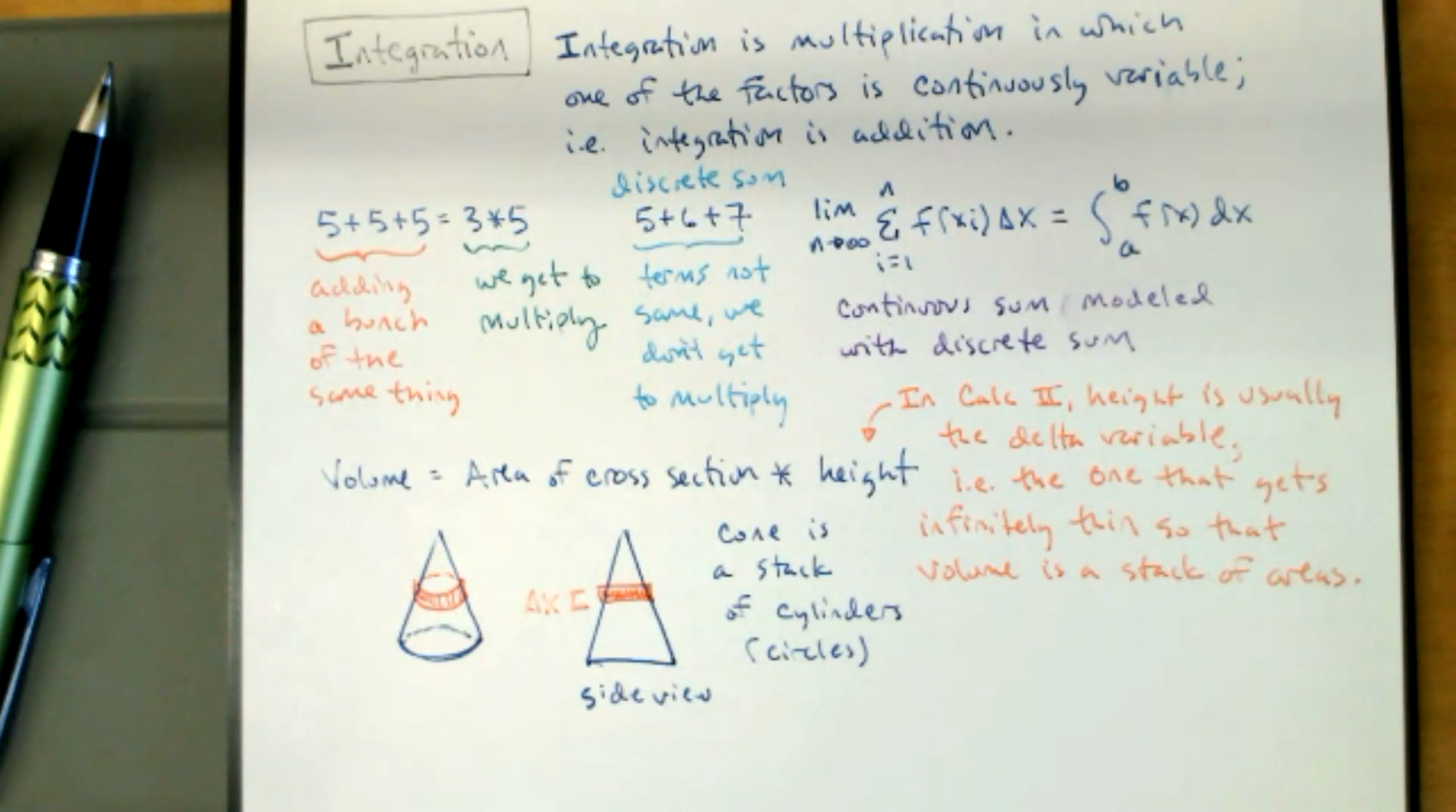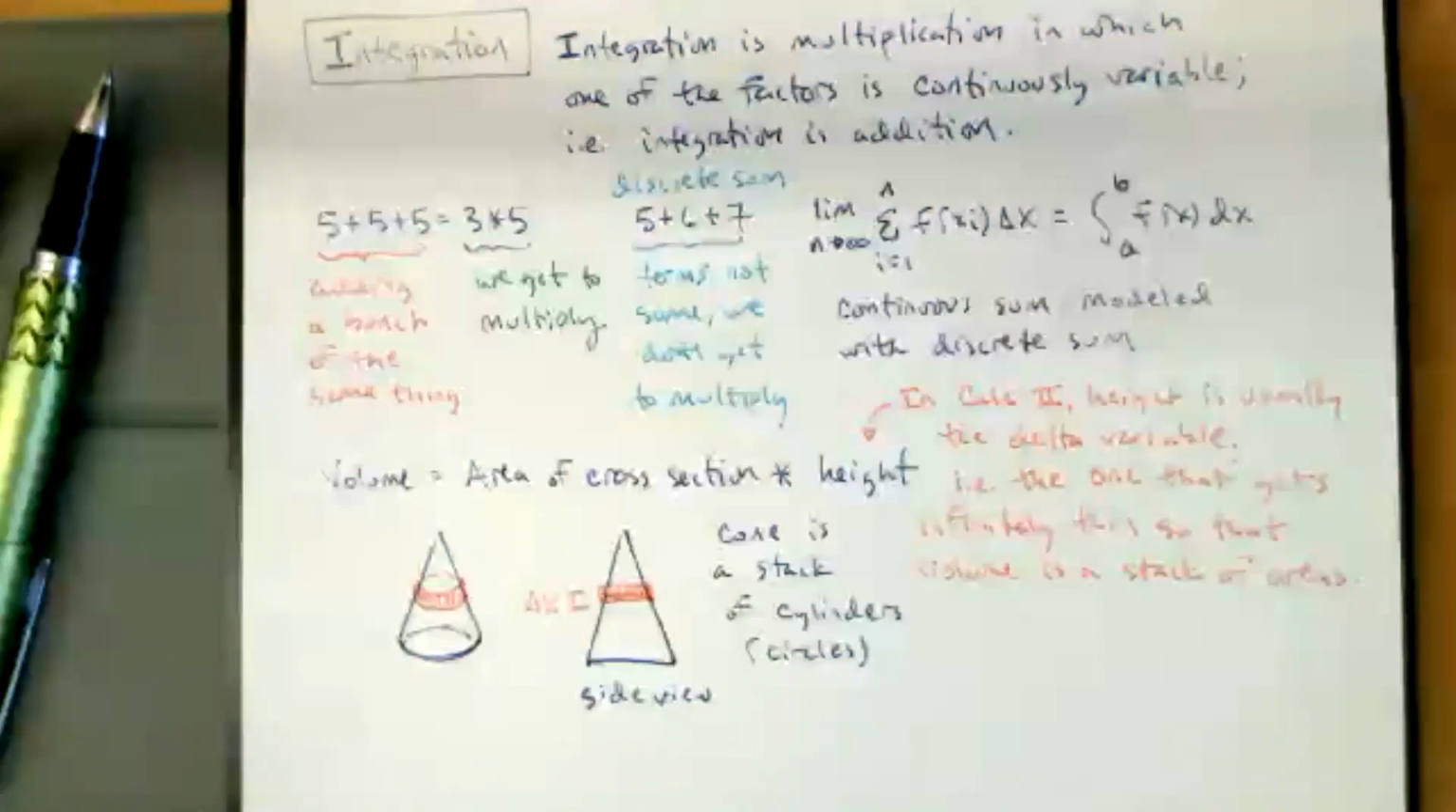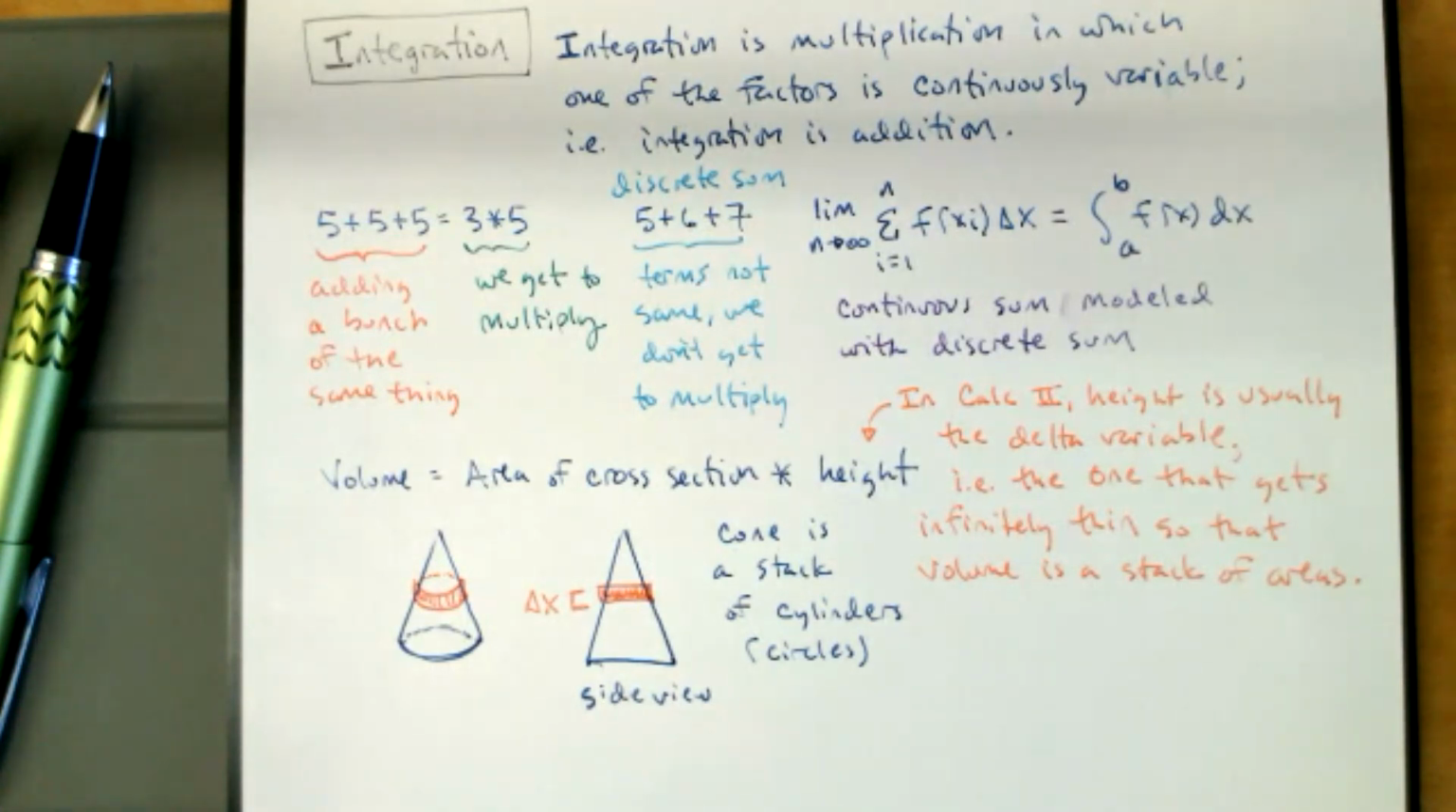Back in Calc 2, the area of the cross section always had to have the same shape. It had to be circles all the way up, or squares all the way up, or whatever huge variety of shapes, because we want to take the area multiplied by the height. We were allowed to vary the value of the area, but not the shape of the area, because we wanted to be able to say something like pi r squared times h. And then we wanted h to be the delta variable.